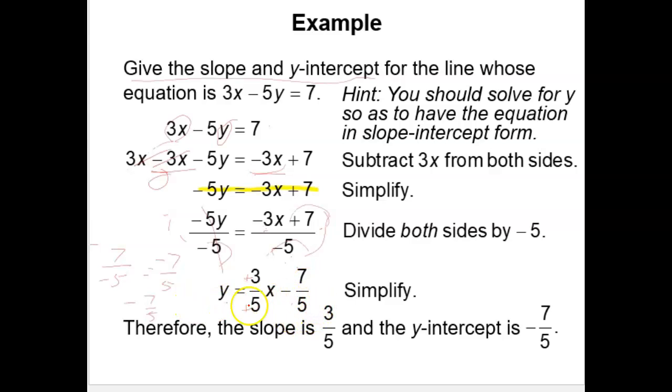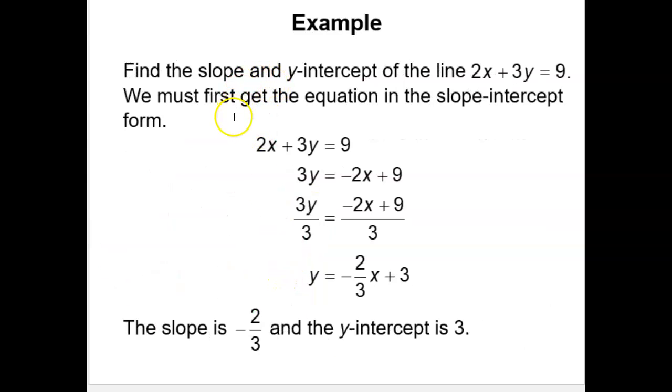But now I have this in a form I can read. I can see the slope, the slope in green, is 3/5, and the y-intercept is negative 7/5. Right there, and right there. So when you have the equation of the line, but you don't have it with the y isolated, or you don't have it in slope-intercept form, you isolate the y, and then you can tell the slope and the intercept.